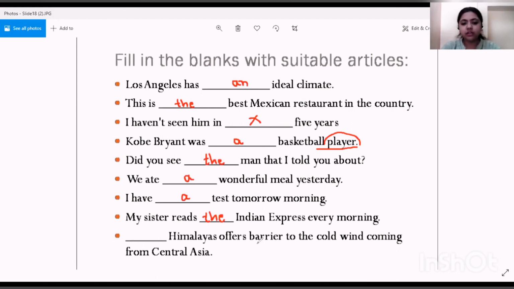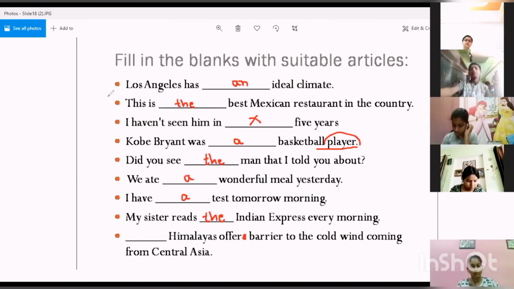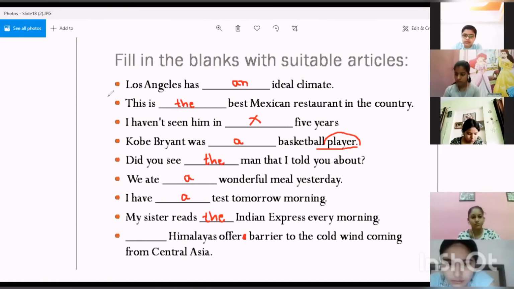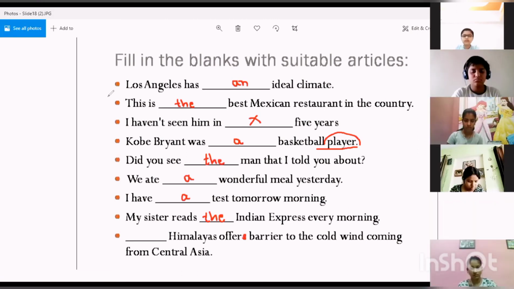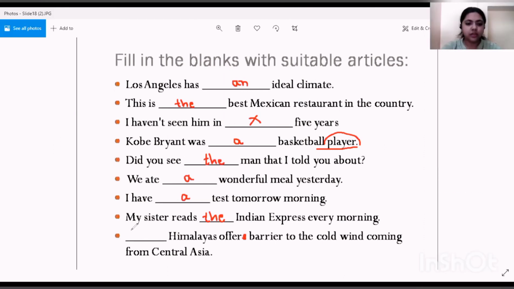Last one. Dash Himalayas offer a barrier to the cold wind coming from Central Asia. Was not answered. Anushka Sharma. Yes, Anushka Sharma. The Himalayas offer. Correct. So the Himalayas, because we are referring to the mountain range and not a particular mountain peak.